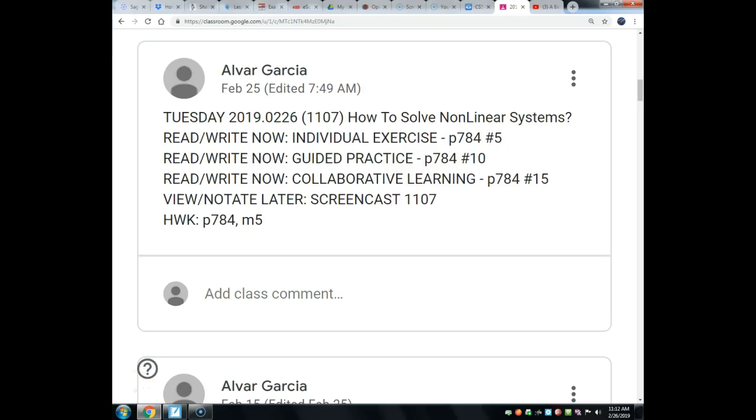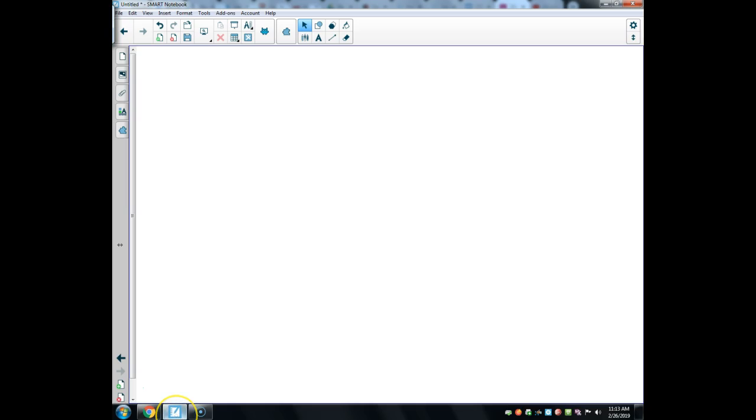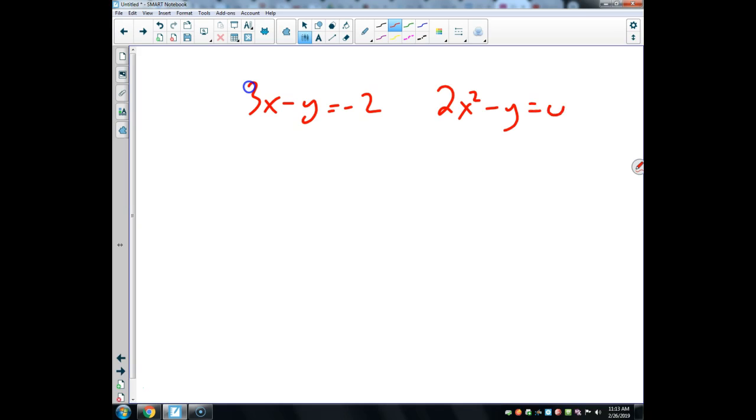All right, so we figured out with linear systems, the elimination method works, and the extension of the elimination method is Gauss-Jordan and the matrices and all that stuff. But what if it's a nonlinear system, like 3x minus y is equal to negative 2, and 2x squared minus y is equal to 0?